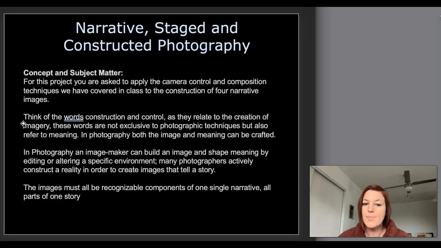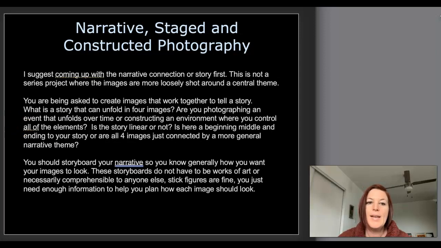So the images must all be recognizable components of one single narrative. They're all parts of one story. Now, I suggest coming up with the narrative connection or the story first. This is not a series project where the images are more loosely shot around one central theme or idea. You're being asked to create images that work together to tell one story. What is a story that can unfold in 4 images, right? Think about what kinds of stories you could create that can be told in 4 images.